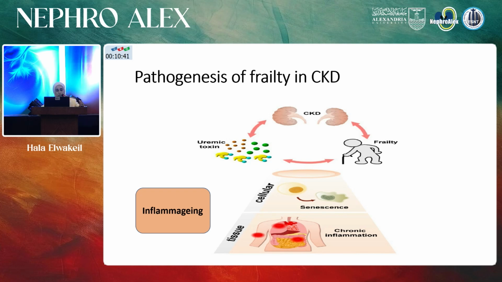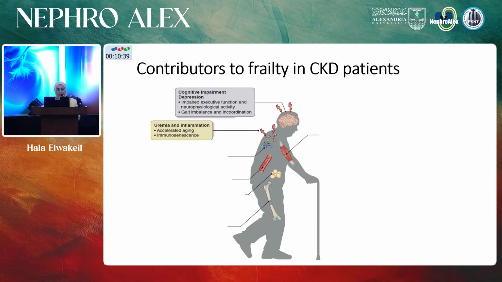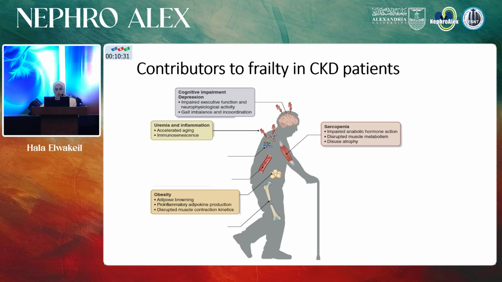Back again to the pathogenesis, the main players are uremia and inflammatory aging, but we have a lot of contributors to frailty in CKD patients. We have cognitive impairment and depression. We have sarcopenia and obesity, especially visceral adiposity, which is a pro-inflammatory source, as well as leading to myosteatosis with more and more sarcopenia.